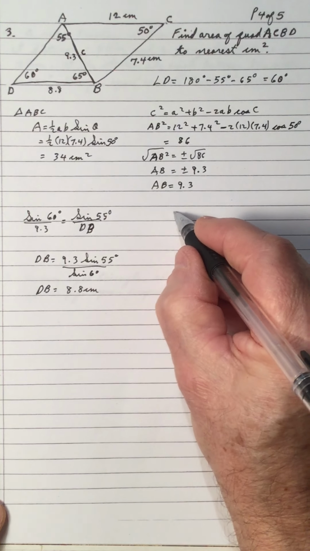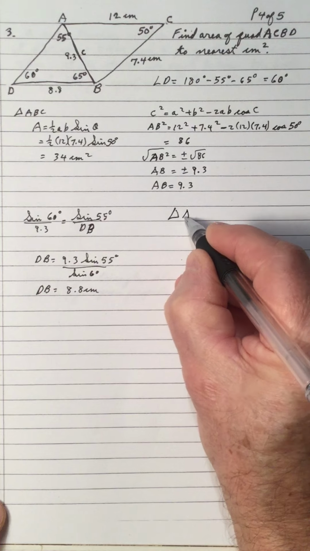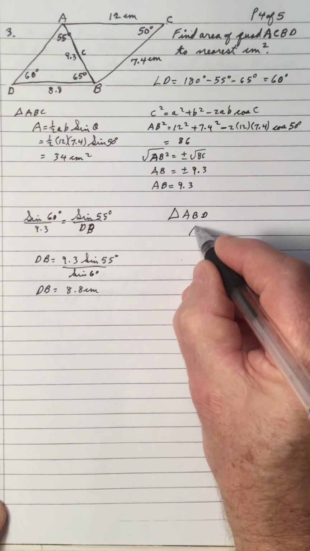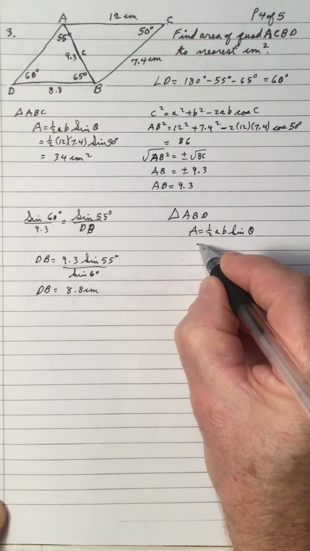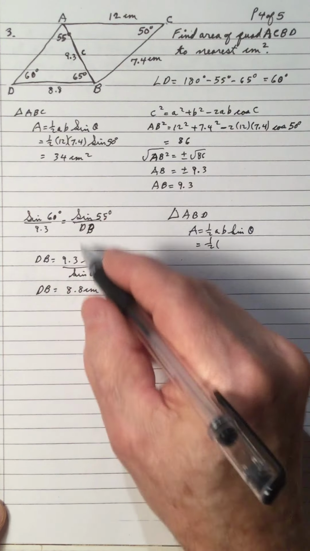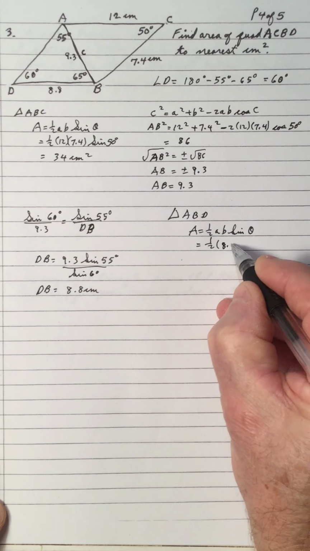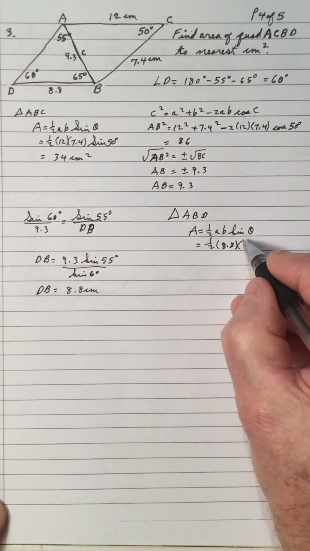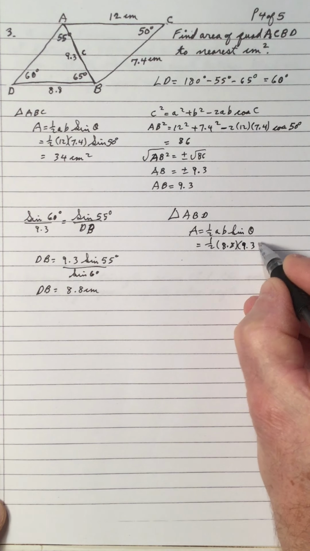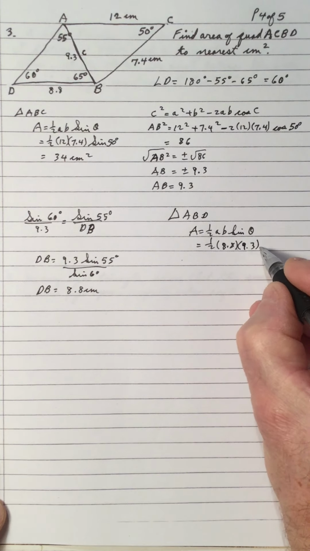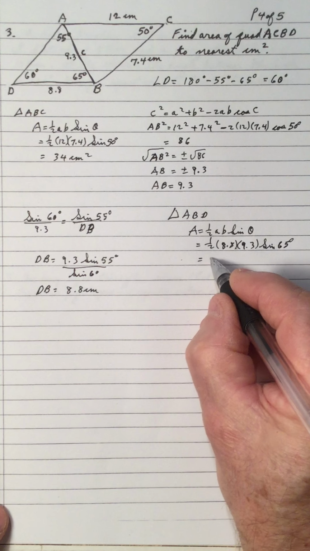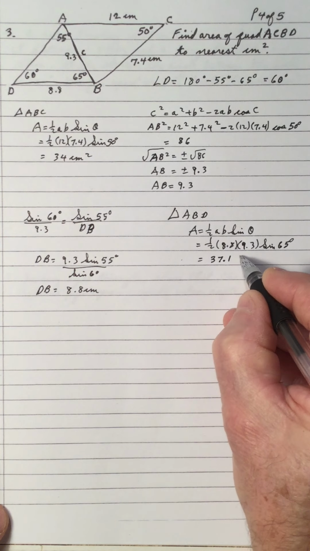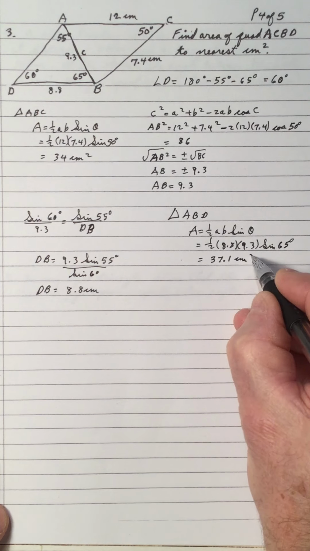So now, in terms of the triangle ABD, the area is a half of AB sine of the included angle. So that's a half of, and you can take either one of these, 8.8, 9.3, sine of the 65. And again, sub that in the calculator, and that comes out to be approximately 37.1. And it's in centimeters, so the area is square centimeters.